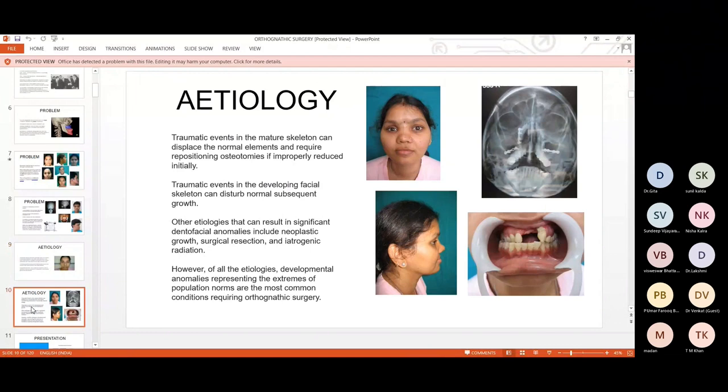Also some traumatic events, as you can see in these slides, this lady had a road traffic accident, following which she had panfacial fractures, and then you can see a dish face deformity and malocclusion. So these also can disturb the normal subsequent growth of the facial skeleton. And then other etiologies like neoplastic growth, surgical resection, and iatrogenic radiation.